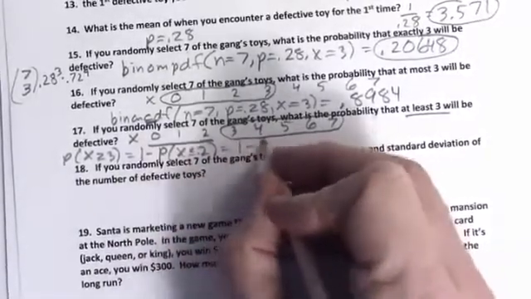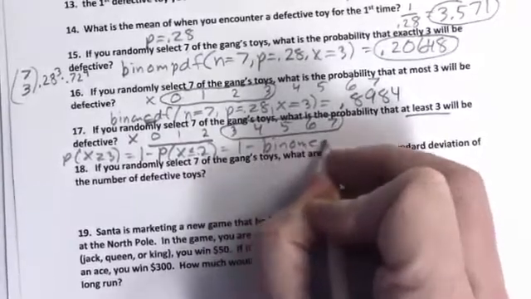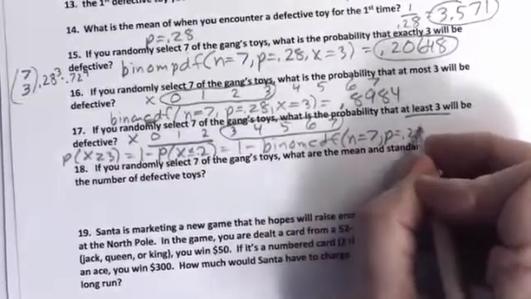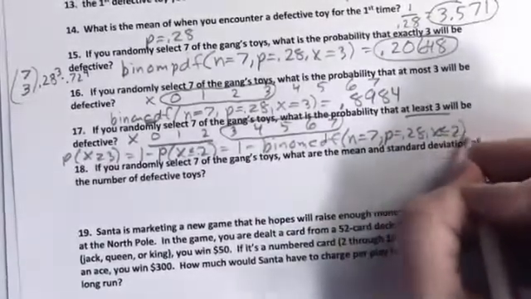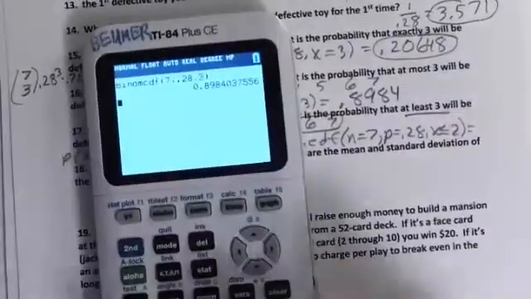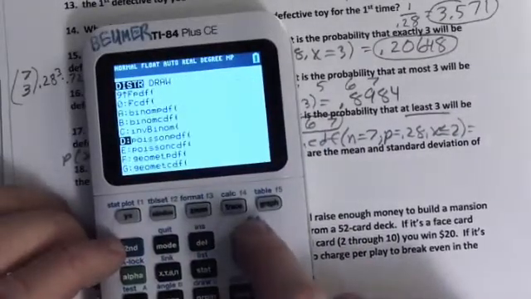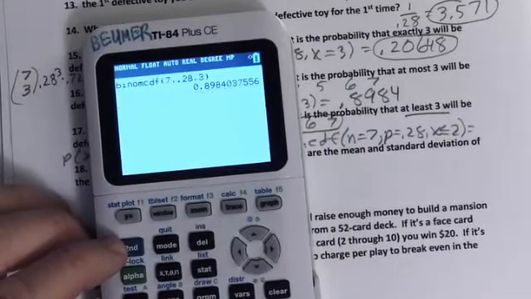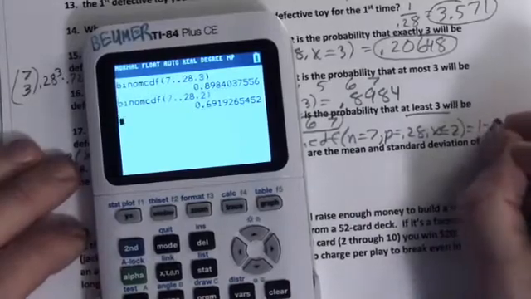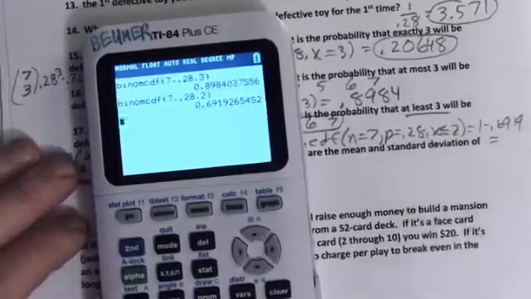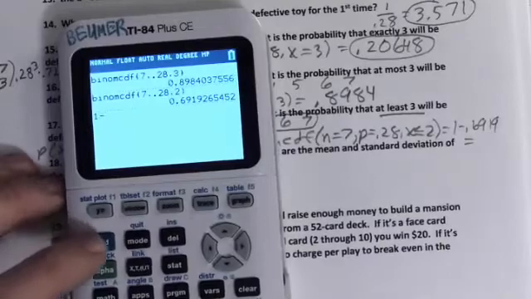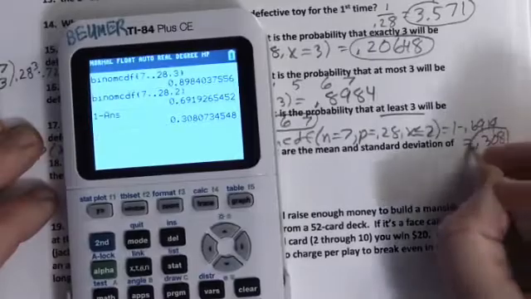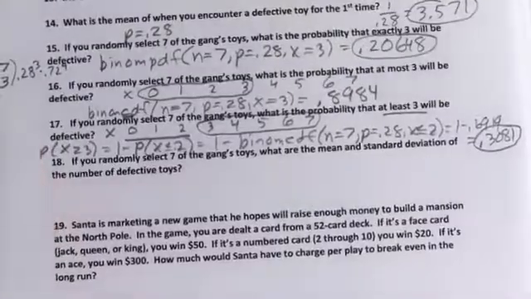So that's 1 minus Binomial Cdf, where once again, our n is equal to 7, our p is equal to 0.28, and our x is less than or equal to 2. And let's see what happens when we do that. So we'll do Binomial Cdf, where our n is equal to 7, p is 0.28, and now x is 2. And so this would be 1 minus 0.6919. So we'll say 1 minus that value, and that would be 0.3081 approximately. So that is the answer to 17.